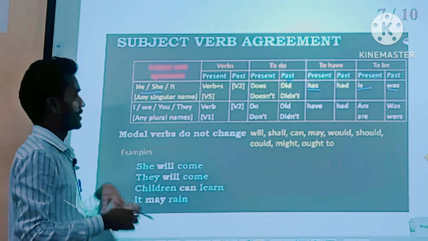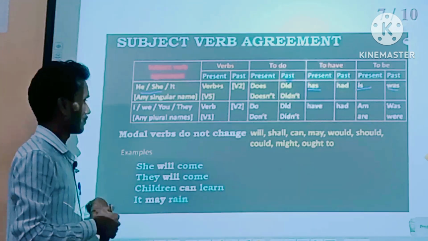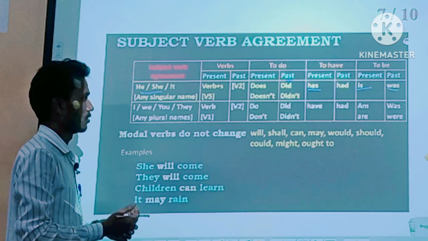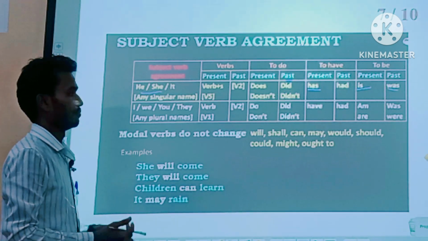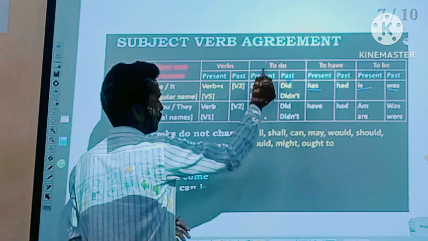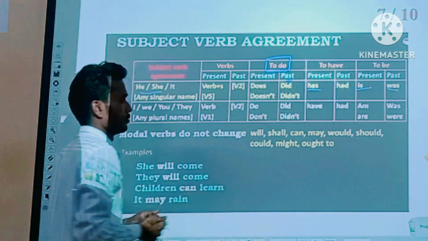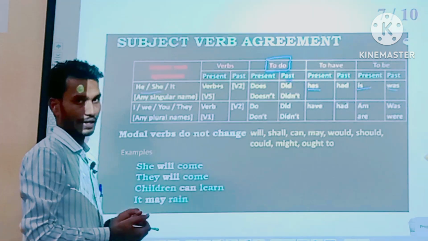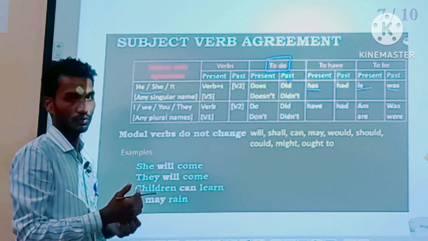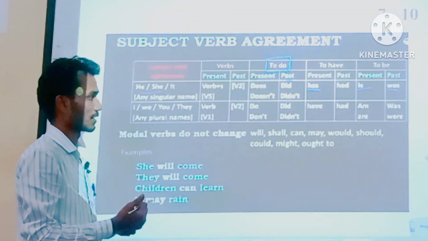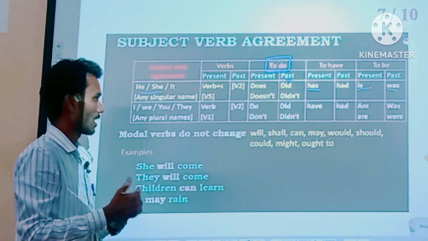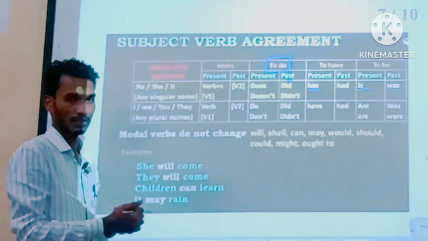Then, if the subject is plural, for example, I, we, you, they, the verb form should be plural, right? For example, in the do form we should use do. If the subject is plural, we do, they do, you do, I do, right? But in past tense we should say we did, I did, you did, right?